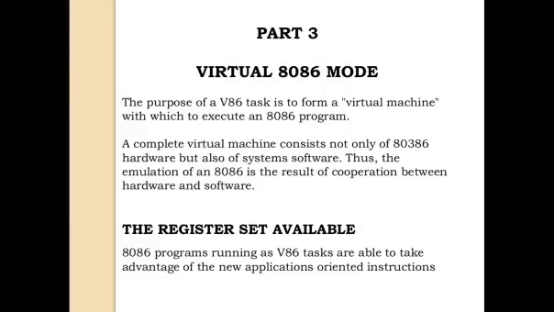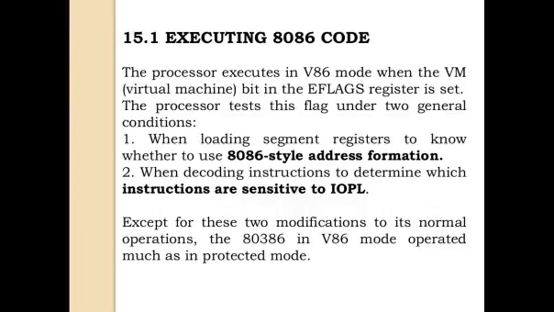Now what are the various registers that we can use in 8086? In 8086 mode there are a number of registers that can be used, and that is the next point, the register set available for 8086 mode. 8086 programs running as V86 tasks are able to take advantage of new application-oriented instructions. As 80386 has some new instructions introduced, plus the instructions which can be used in the 8086 mode, those instructions can be used by V86 mode.